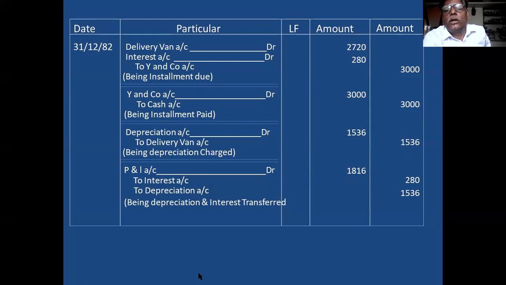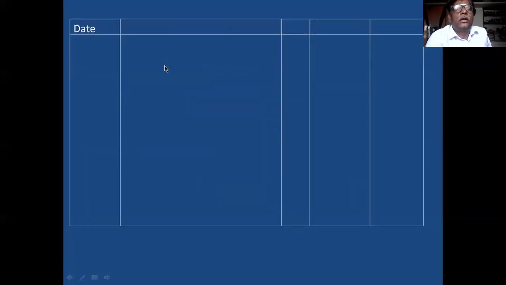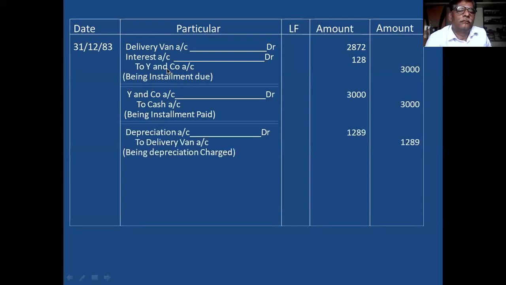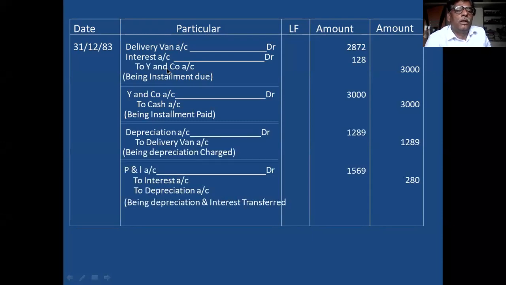Okay, first year you write the journal entry and leave the cash down entry too. Remaining entries you copy and paste. Next year, 1983. In 1983 you see the same entries. Same entries are there. Okay, 4 entries are same.